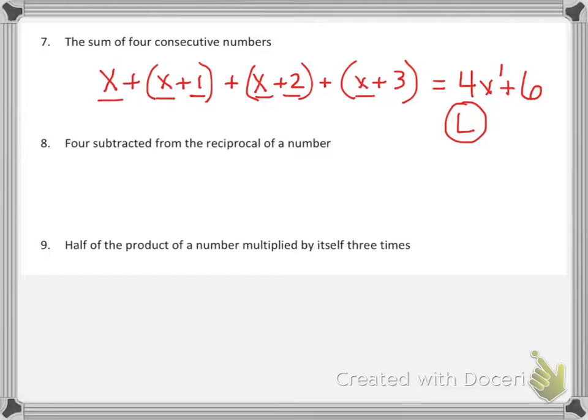Number 8. 4 subtracted from the reciprocal of a number. Well, let's say x is our number. In order to get the reciprocal of the number, I'm going to think of x as x over 1. The reciprocal would be 1 over x. That's the reciprocal of the number. And then I'm going to take 4 away from that. 4 subtracted from the reciprocal, so take away 4.